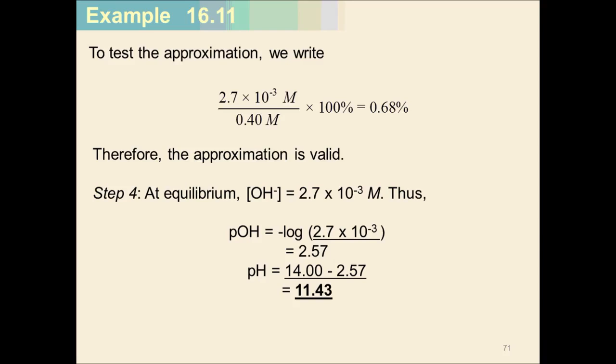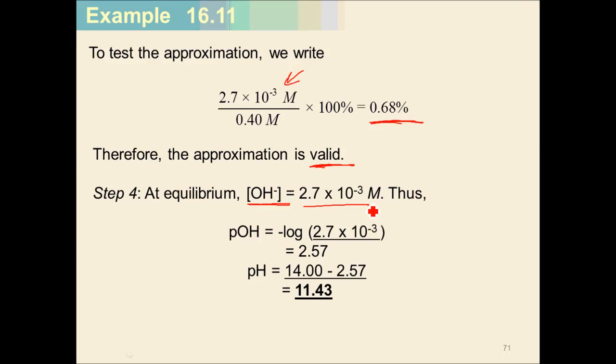Was that okay that we dropped the x? This is how you do it. Take the answer divided by that initial molarity, and 0.68 percent is much, much less than 5 percent, so the approximation is valid. So next, what you say then is that gave us our hydroxide ion concentration was 2.7 times 10 to the minus third molar.